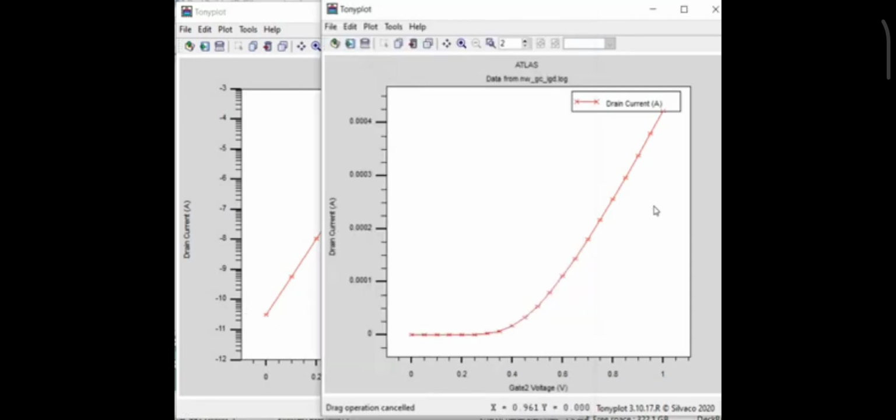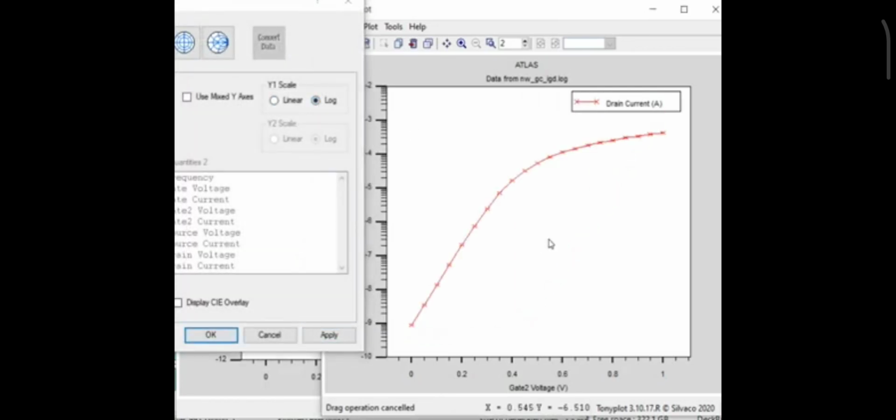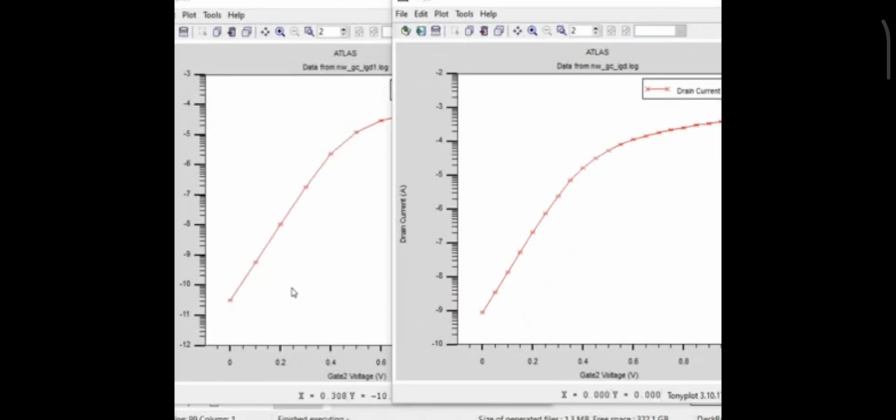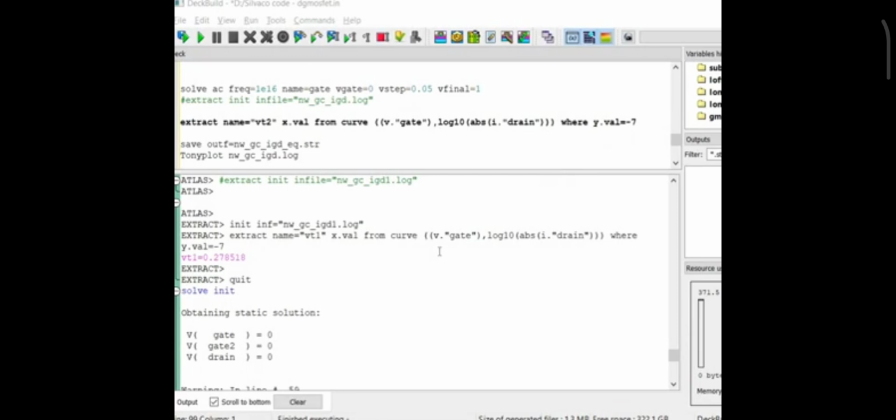But in the case when the VDS is 1 volt, we observe that the off current is low at 50 millivolt. When you are increasing the VDS voltage, due to the DIBL effect, the off current increases up to 10 raised to the power minus 10 to 11 ampere per micrometer. Let's go to the code.